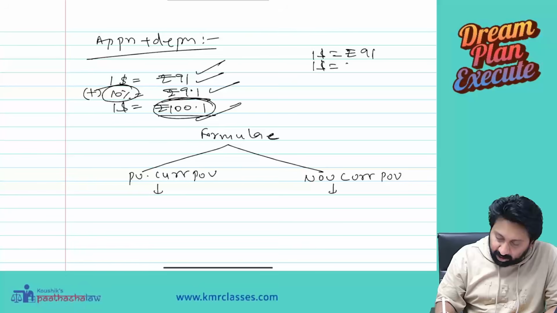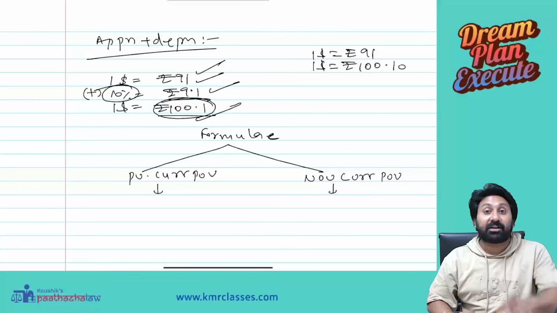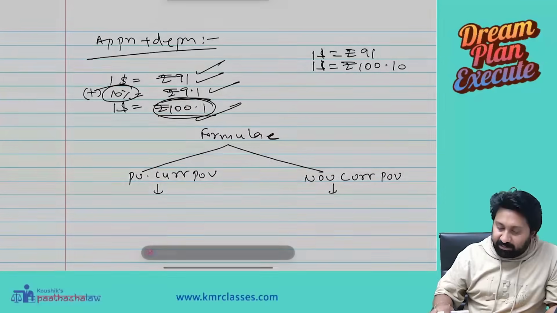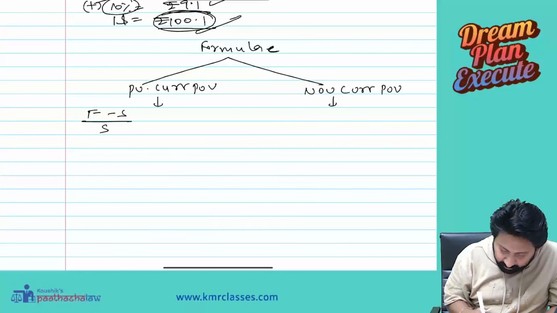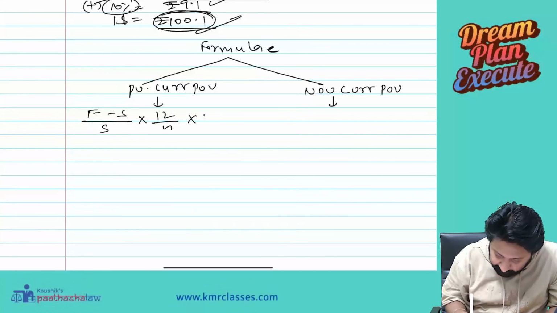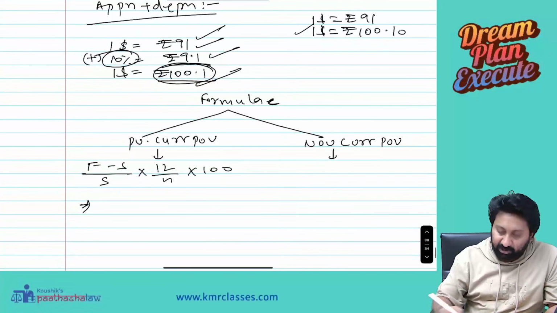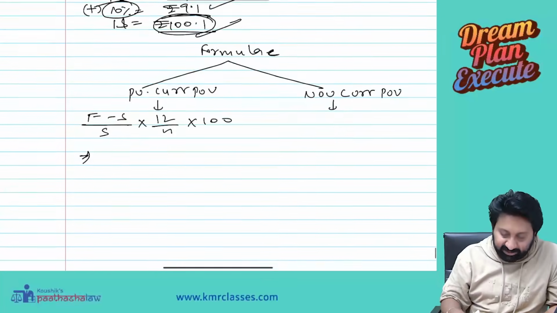$1 equal to rupees 100.1. They ask you to tell what is the appreciation for the dollar. The dollar is the per unit currency. For that, the formula is (F minus S) by S into 12 by N into 100. If this is 1 year, 12 by N will become 12 by 12. If this is for 6 months, 12 by 6. Like that we need to do.